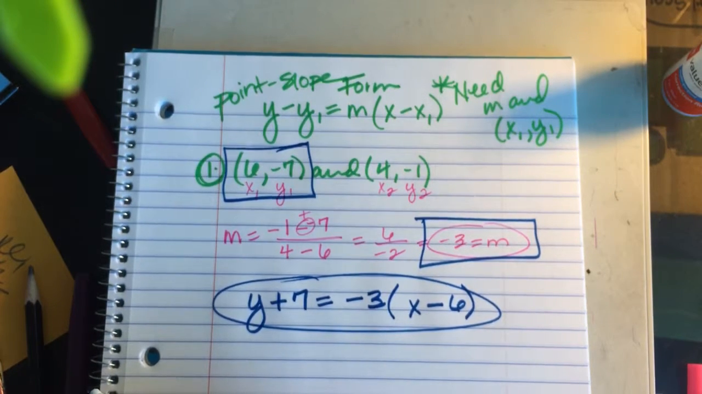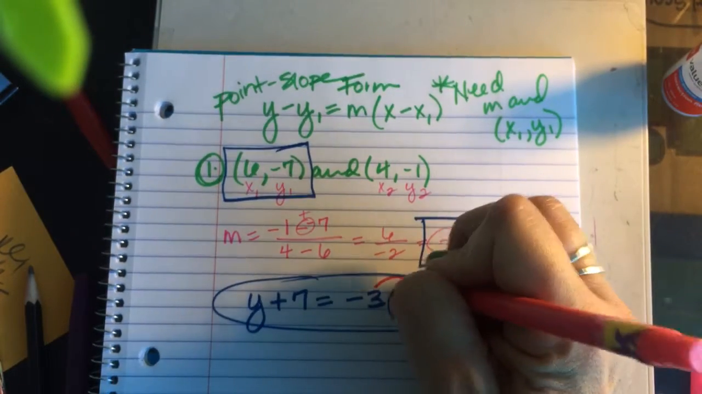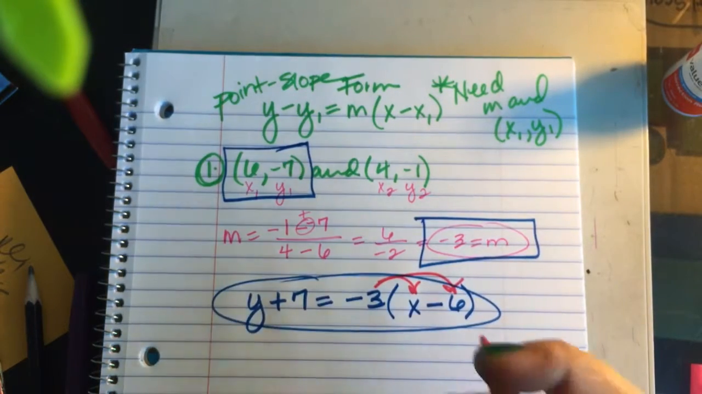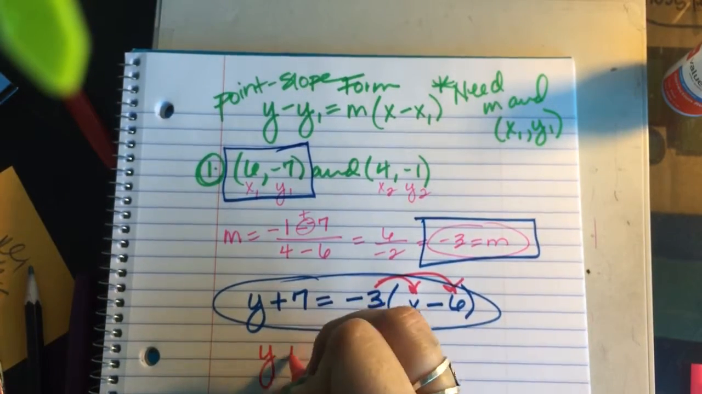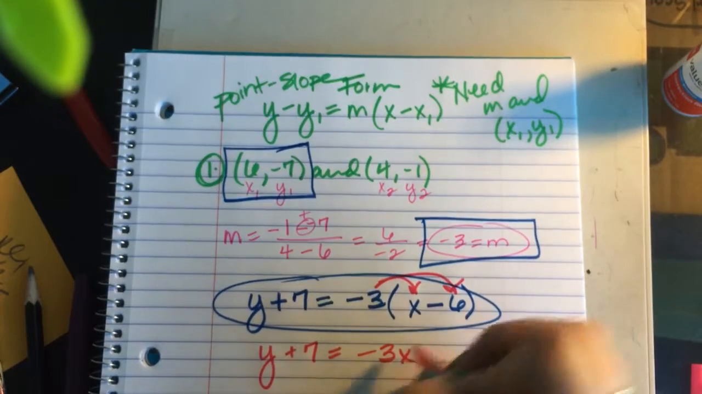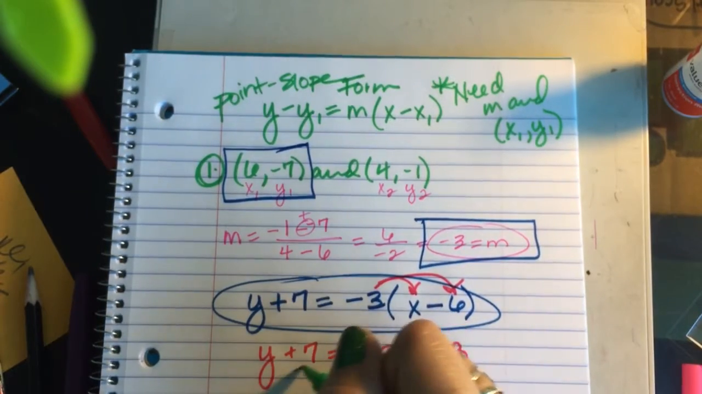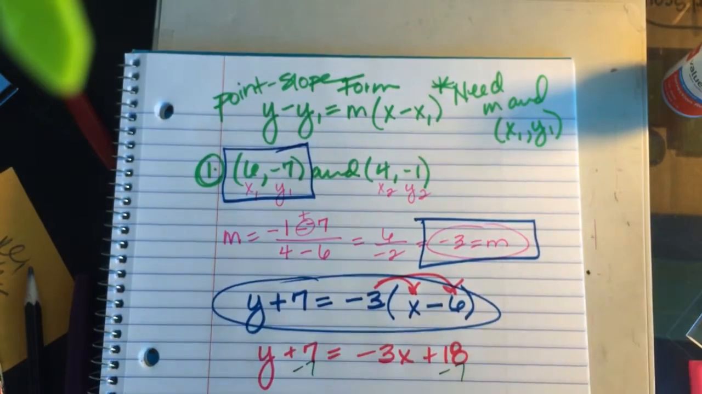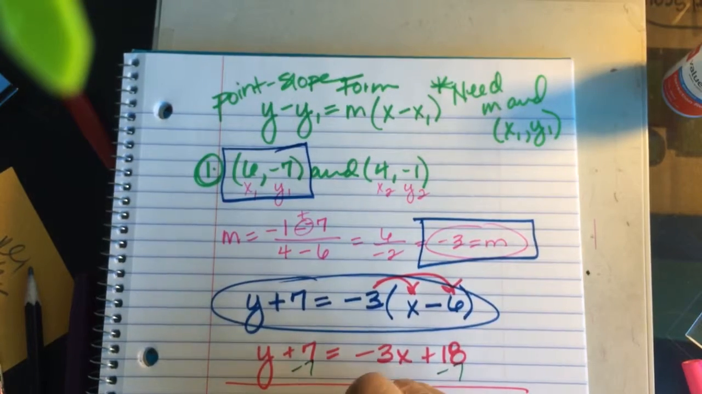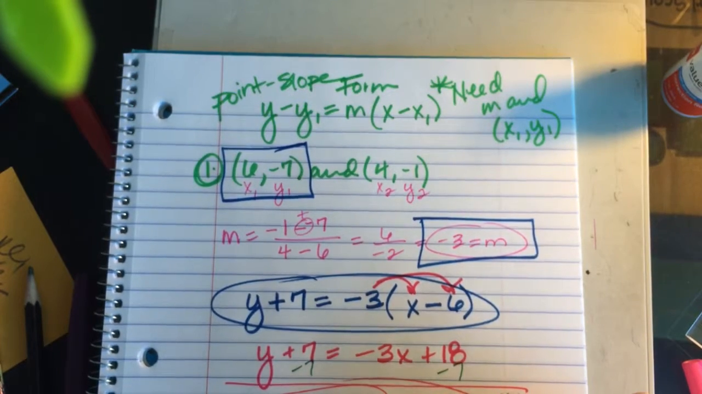But I could go on and find out what the y-intercept of this is. Does it want me to? I could. It doesn't ask to, but I want to show you. What property is this? So if you had point slope form, y plus 7 equals -3x plus 18, I could even go so far as to find the y-intercept as 11 and finish it and get it down to that slope-intercept form.